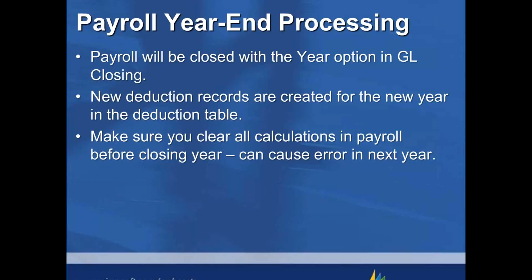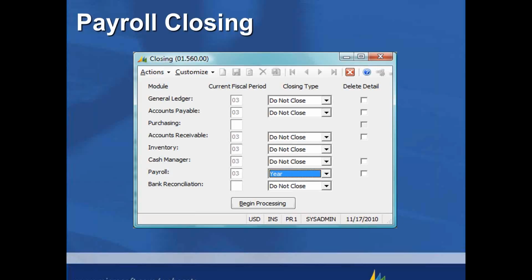When you go through that closing process, new deduction records are created for the new year in the deduction table. Make sure that you clear all calculations in payroll before closing the year. That can cause an error in the following year, so make sure all calculations have been completed. So closing the payroll is a matter of going to the payroll near the bottom there. Notice it says year, so that's in December. It would be the year regardless of your fiscal year.